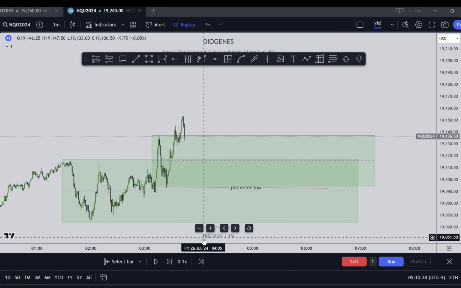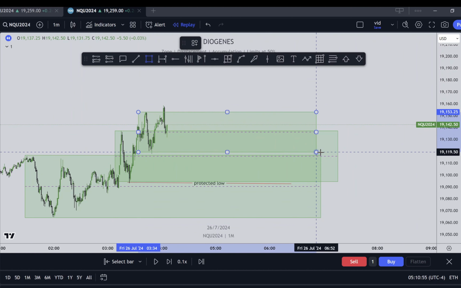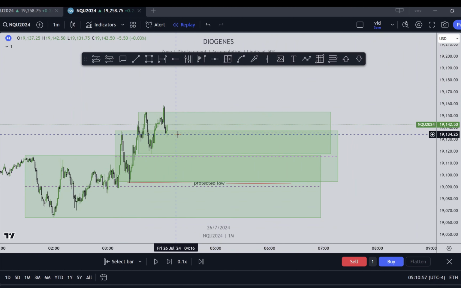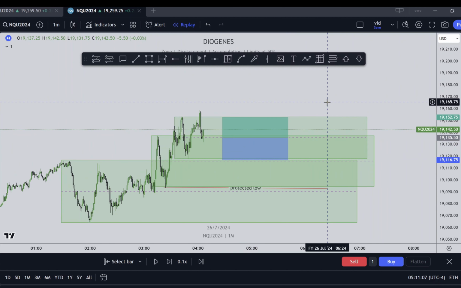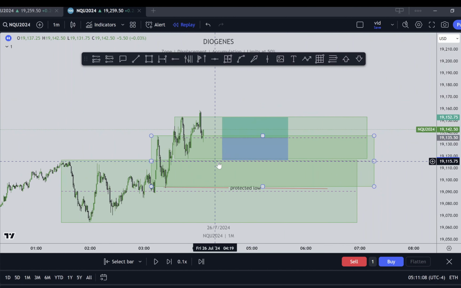Here we go. We have a new zone and price triggers our trade here. Now let's see if it gives us the 1-to-1. 1-to-1 is given, so first W. Okay, so now our new protected low is here. Let's keep moving the price.